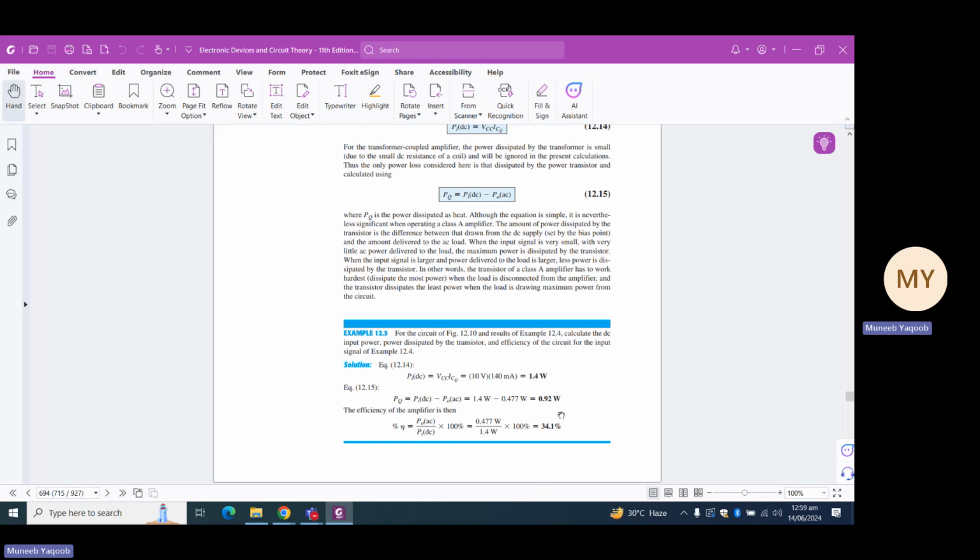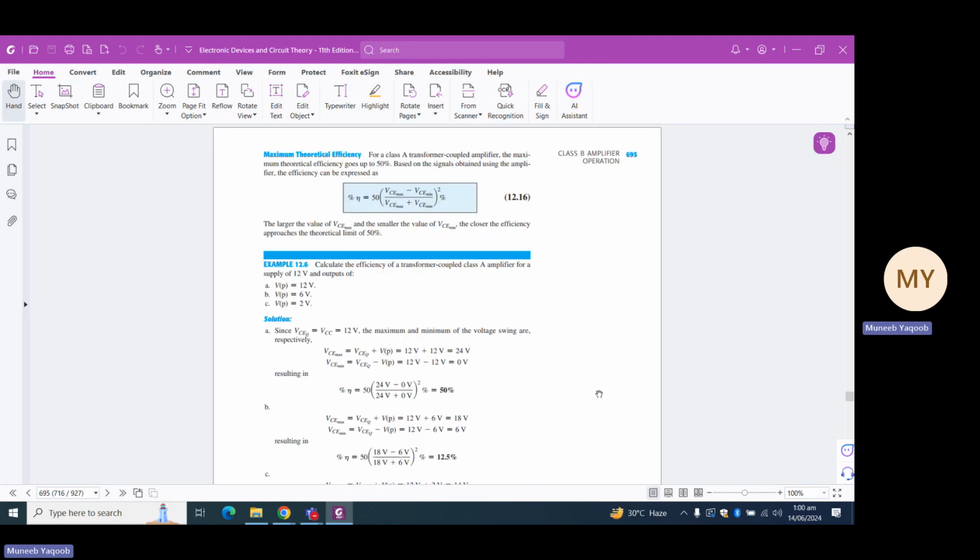Now, what is the efficiency? It's very simple. PAC upon PDC into 100%. In the previous example, we calculated PAC. It was 0.477 watt, while PDC is 1.4 watt here. So hence the efficiency is 0.477 upon 1.4 multiplied by 100%. And you can see that this efficiency is 34.1%, which is much greater than the efficiency that we calculated in the series fed class A power amplifiers.